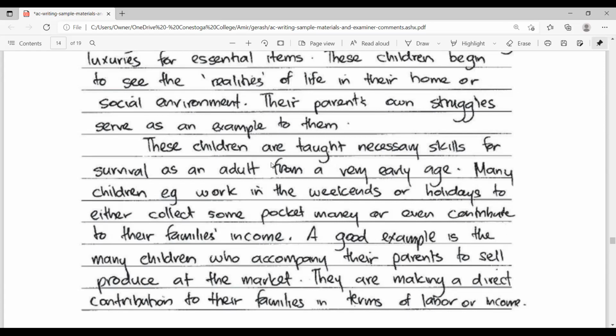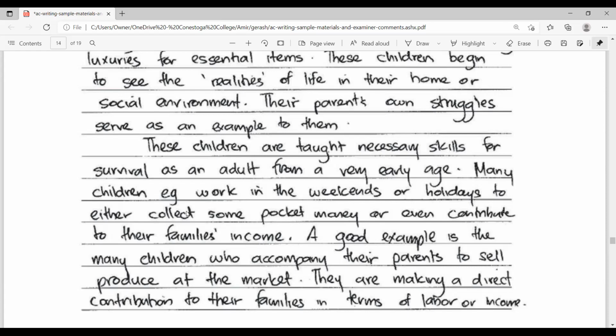Second paragraph: these children are taught necessary skills for survival as an adult from a very early age. So the second position, in support of agreement with the introduction, is that they learn necessary skills in these families. So the first paragraph shows agreement. The second paragraph is also to show agreement.